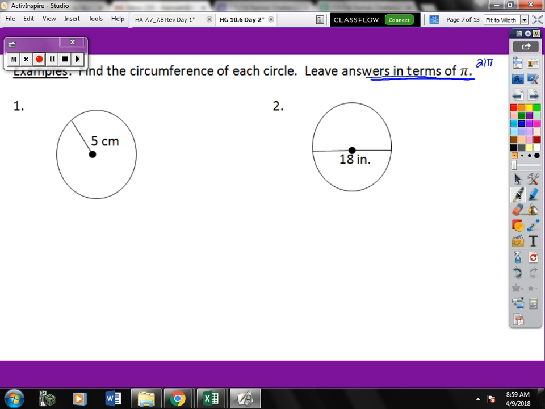So this one gives me that the radius is 5. So I would probably go ahead and use my circumference formula that has radius in it. 2 pi r. So we'll have 2 times pi times 5. And you can multiply the numbers together to get 10 pi.